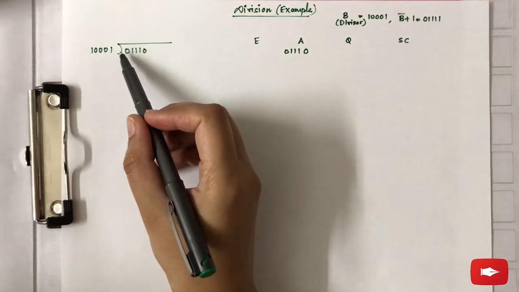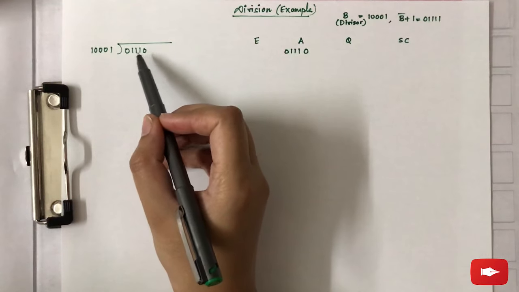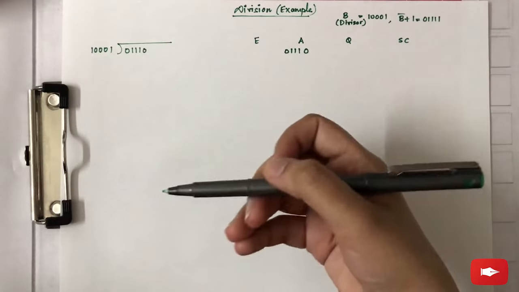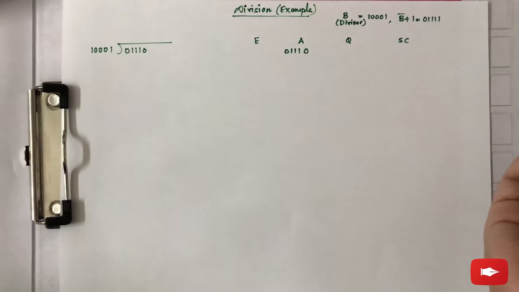In this video, we are going to illustrate division using an example. So let's begin with the pen and paper method of division. In this case, 0 0 0 is our dividend, whereas 1 0 0 1 is our divisor. Now here, because we are performing division of binary numbers, the quotient will be in terms of zeros and ones.